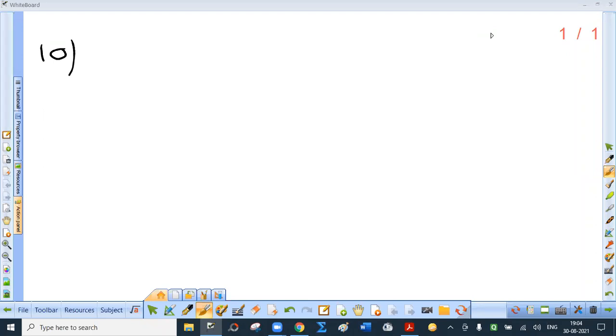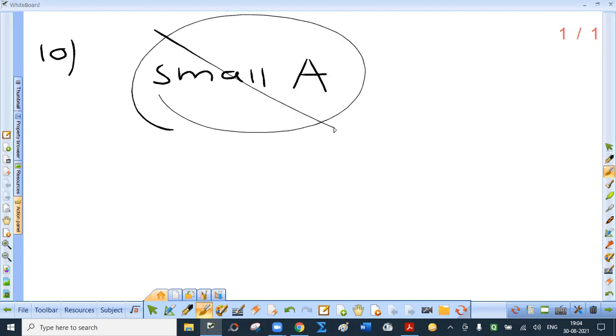See, I have seen students. When I say small a, I have seen students writing small a and they want COEP.